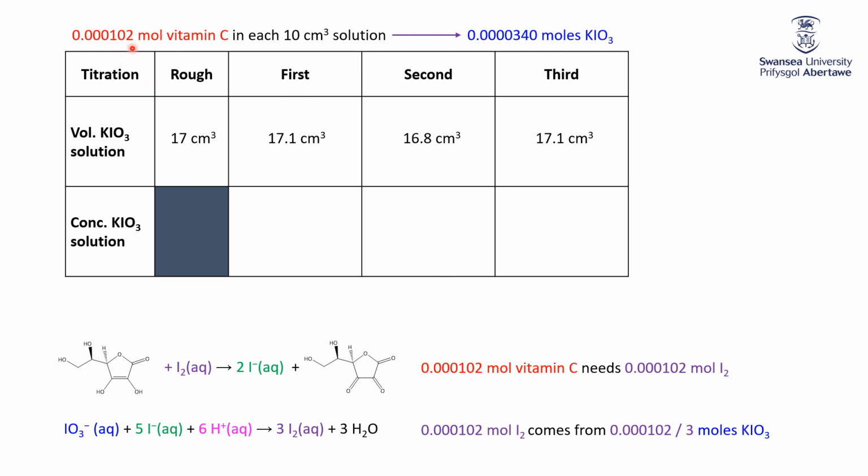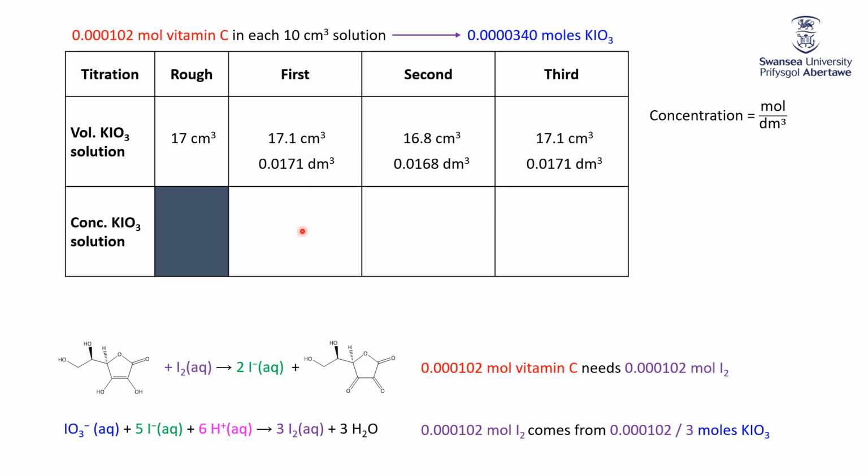Okay? So therefore, for each 0.000102 moles of vitamin C, so each titration, when I get to the end point, I would have added 0.0000340 moles of potassium iodate. Remembering, of course, concentration is moles per cubic decimeter. That's the standard way of doing it. So you see concentration without anything else given, it's going to be moles per cubic decimeter. So I need first of all to change these volumes to cubic decimeters. Well, that's easy. I just divide by 1,000.